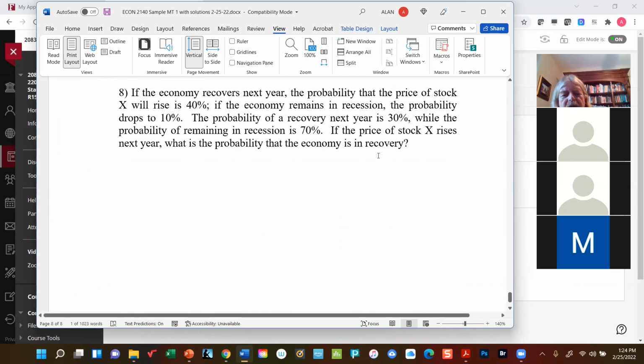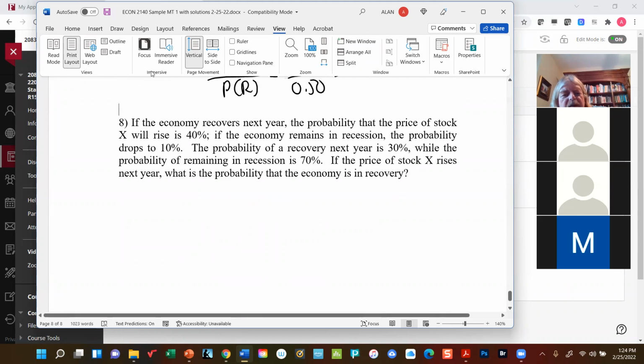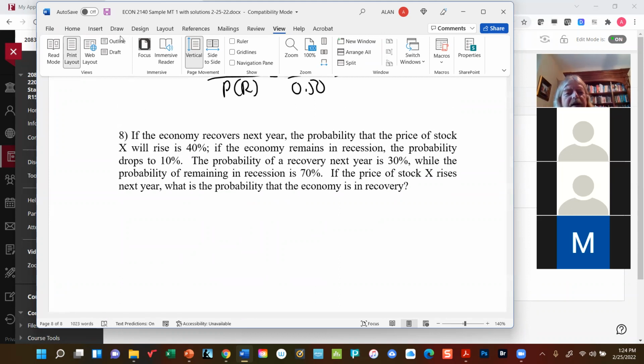And now, oh boy, look at this one. This appears to be a Bayes theorem question. Oh, I was afraid of that. Yeah, you can tell by all the writing. So what do we know here? If the economy recovers next year, the probability that the price of stock X will rise is 40%. If the economy remains in recession, the probability drops to 10%. Now, those are conditional probabilities. We'll save those for last, okay? The other two are the unconditional probabilities. The probability of recovery, 0.30, and the probability of recession is 0.70.